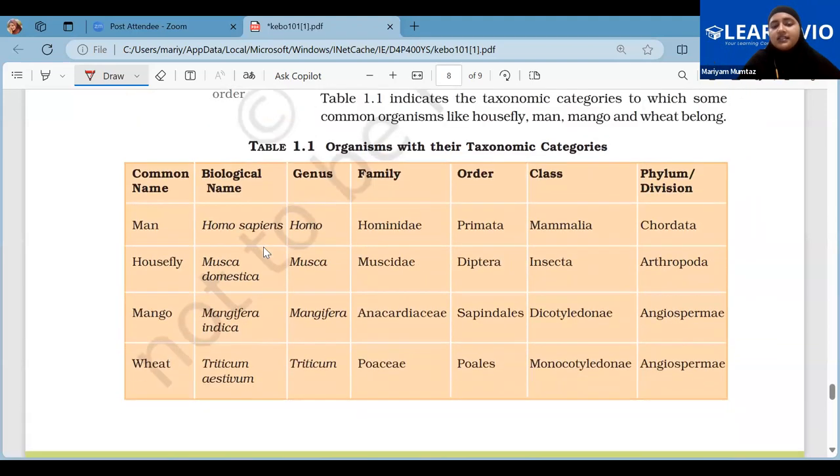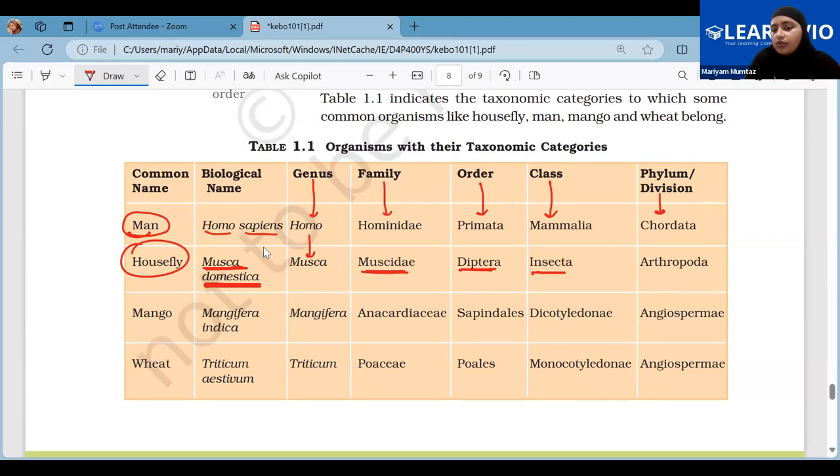Now see this chart. This chart is the scientific name chart with their taxonomic categories. For example, we're talking about man. The biological name of man is Homo sapiens, wherein the genus is Homo. The family is Hominidae. The order is Primata. The class is Mammalia. And the phylum or division is Chordata. For housefly, the scientific name is Musca domestica, domestica referring to the fact that it is found in our domestic household, right? So that is why domestica. Musca here is the genus. Muscidae is the family. Order is Diptera. Class is Insecta, since housefly is an insect, and then phylum is Arthropoda.